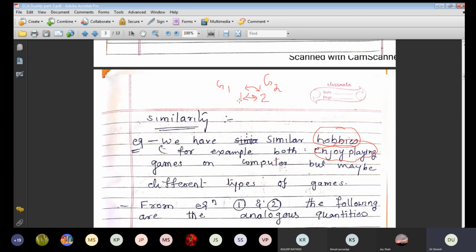Suppose I want to draw a dual circuit of this one. Because we know that the hobby is the same, enjoying the game, which game doesn't matter. So if I replace this G1 with G2, then I can say that this second circuit is a dual of the first circuit. Or if I replace G2 by G1, then also I can say this is the dual circuit of 1, dual circuit of 2, and 1 is the dual circuit of 2.